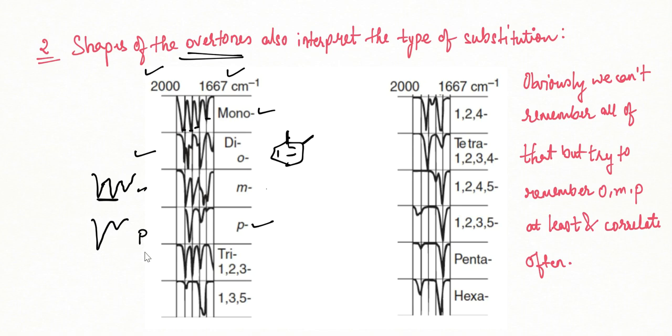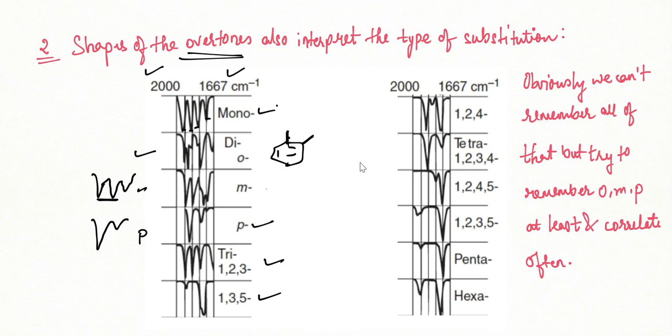So this is for the para substitution. Alright, so guys, even if you remember ortho, meta and para, that would be great, and that would be enough for once to determine how the structure is going to be. And definitely there are a lot of other peaks for tri substituted at the 1, 2, 3 position, tri substituted at 1, 3, 5 position, 1, 2, 4, tetra substituted at these positions.